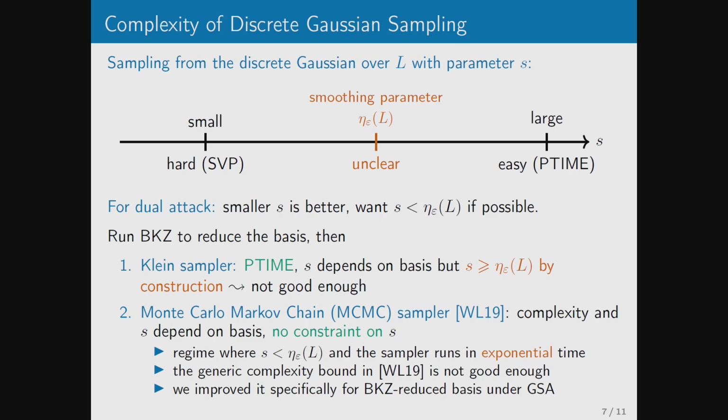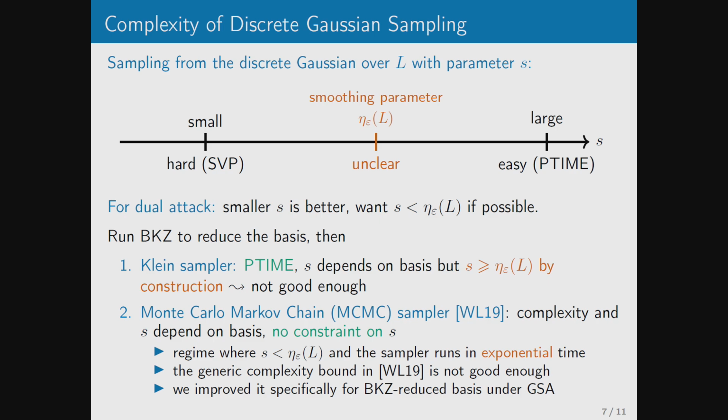So instead, we used another sampler by Wang and Ling, and this is more of an advertisement for their paper, really, because here, the complexity and the value of s depends on the basis. There's no constraint on s. But now, it may not run in polynomial time. And in particular, for us, there was a very interesting regime where s is slightly below the smoothing parameter, and now the sampler runs in exponential time. But it's not actually a problem for us, because if the exponential is not too large, it's worth the time spent to get better vectors and a tighter analysis later on.